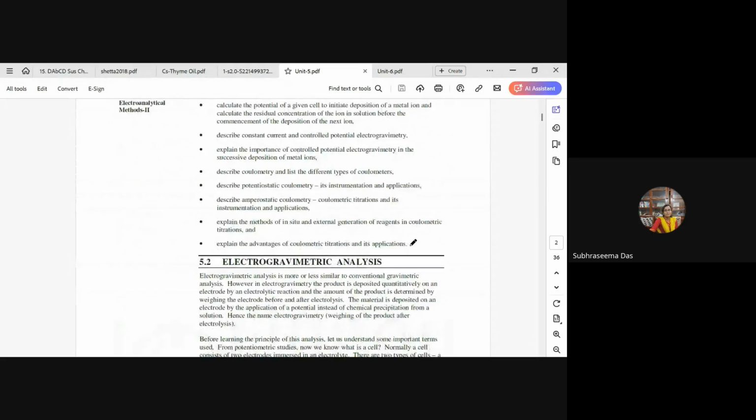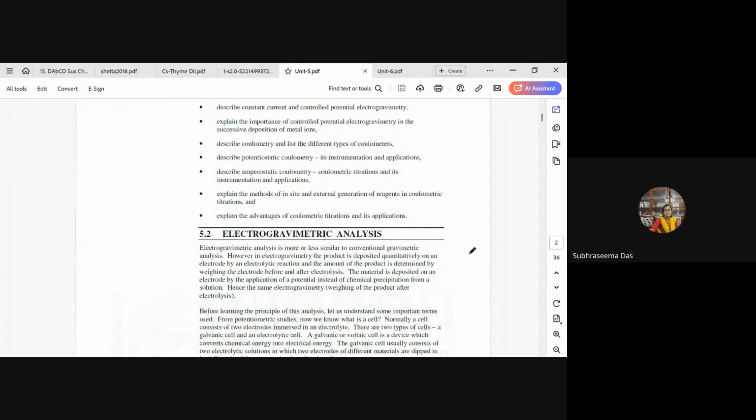First, understand what electrogravimetry is. As the name implies, gravimetry is always associated with the weight of the product or the weight of the material that we are dealing with. Electrogravimetric analysis is more or less similar to gravimetric analysis.